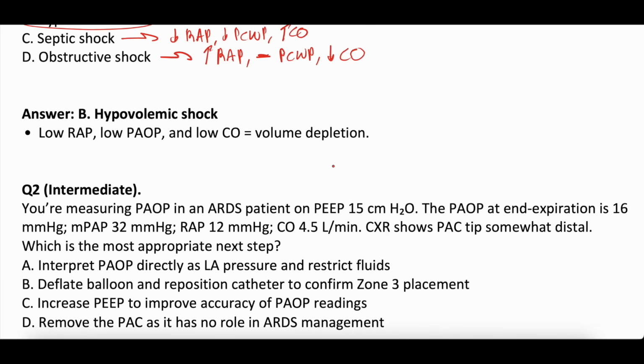A, interpret the pulmonary capillary wedge pressure directly as left atrial pressure and restrict fluids. B, deflate the balloon and reposition the catheter to confirm zone 3 placement. C, increase the PEEP to improve accuracy of the pulmonary capillary wedge pressure readings. Or D, remove the pulmonary artery catheter as it has no role in ARDS management. All right, pause here if you need to.